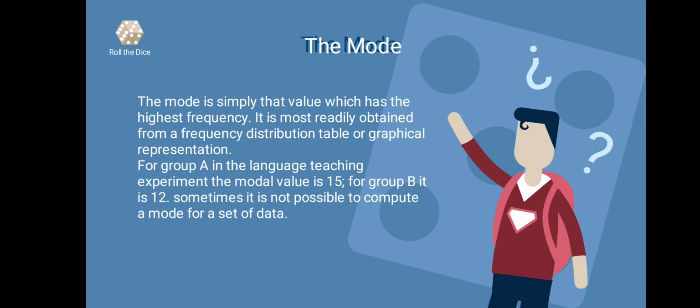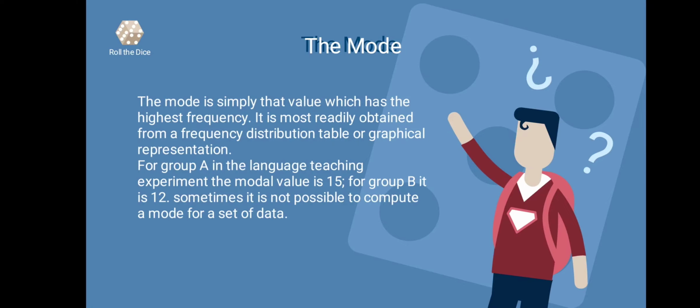Okay, next I will explain to you about the mode. The mode is simply that value which has the highest frequency. It is most readily obtained from a frequency distribution table or graphical representation. For group A, in the language teaching experiment, the modal value is 15. For group B, it is 12.